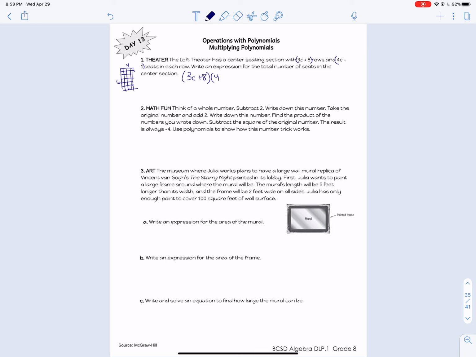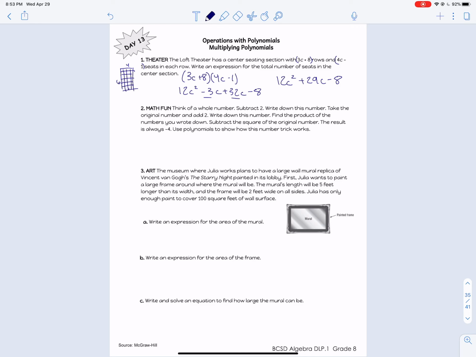times 4c minus 1. Okay, so just like we did before, 3c times 4c is 12c squared. 3c times negative 1 is negative 3c. 8 times 4c is 32c. And then 8 times negative 1 is negative 8. Combine like terms. I'm going to write over here 12c squared, and then negative 3 plus 32 is plus 29c minus 8.